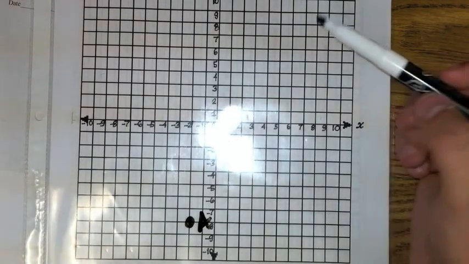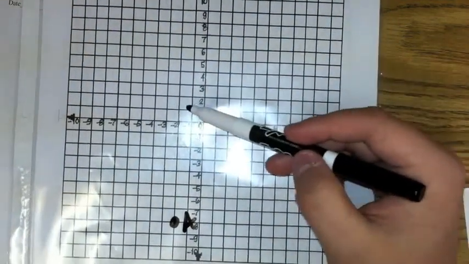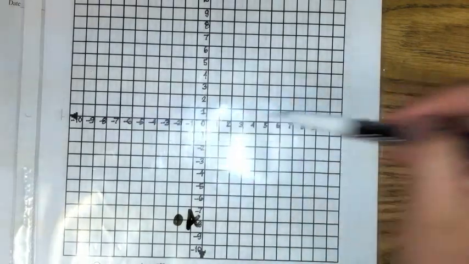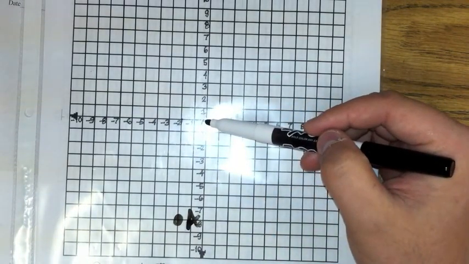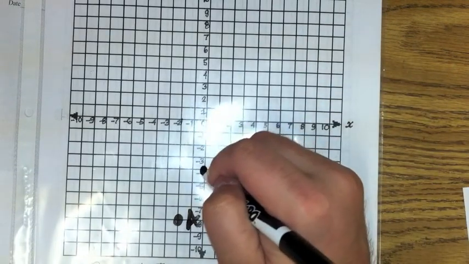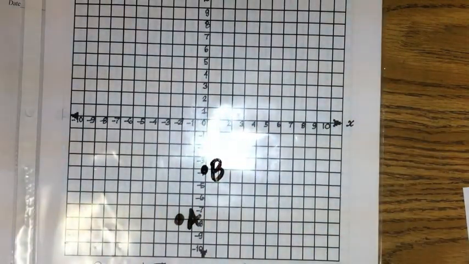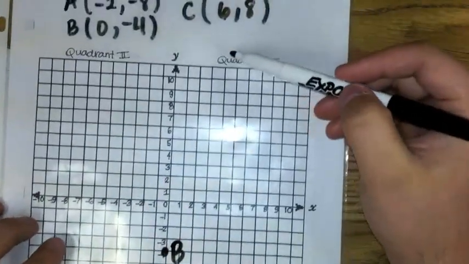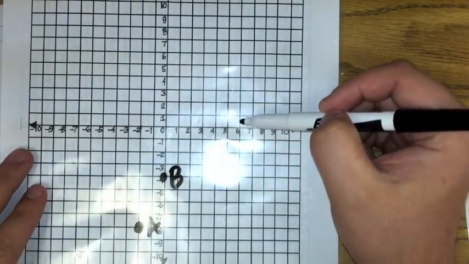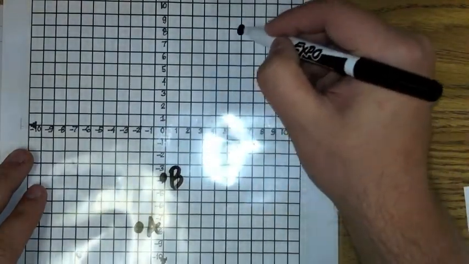Okay. Our B was 0, negative 4. Again, start from the origin. Am I going to move any direction in the x direction? No, because it's a 0. However, there is a y direction of negative 4, so I'm going to go down to negative 4 and call that B. Okay. And then our last point, our C, was 6, 8. So I'm going to start from the origin and go over 6 and go up to 8 and call that C.